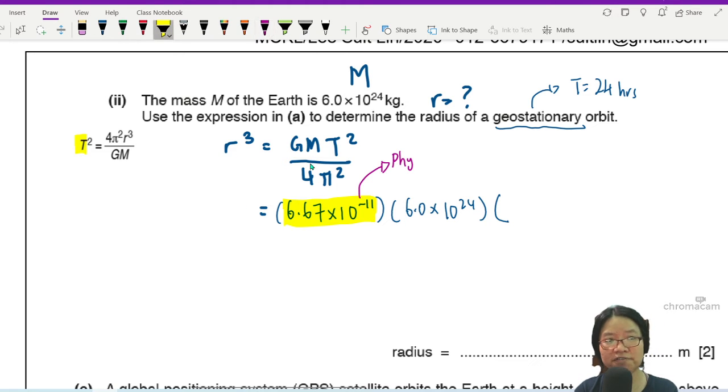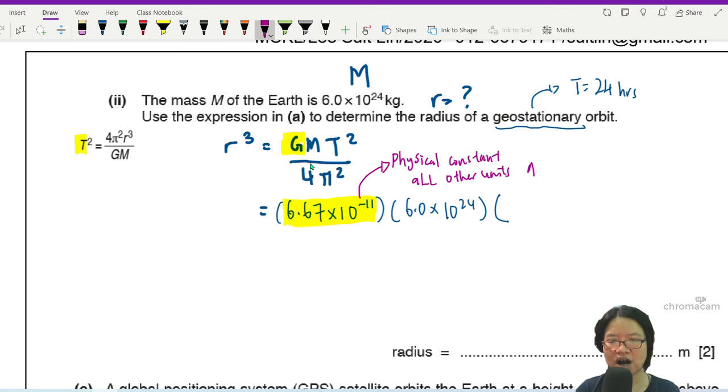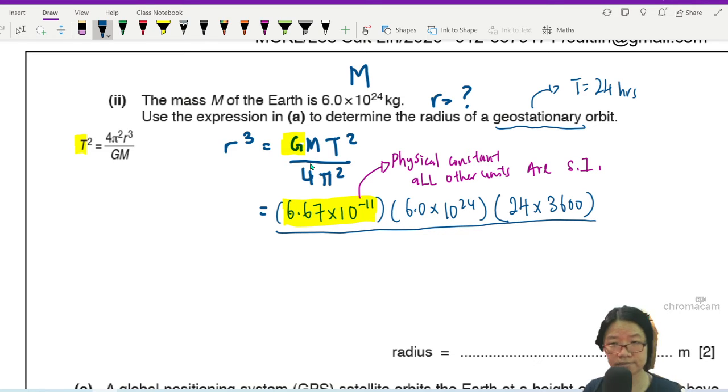So whenever you have a physical constant, I don't care whether it's the universal gas constant, gravitational constant, any kind of constant, you have to convert everybody else into SI, okay? So this is a physical constant. Okay, so all other units are SI. Unless you have a way to cancel off the non-SI unit. And in this case, that is not possible. All right, so that means this 24 hours has to convert to seconds, which is 3600. You need to times 60 two times to change from hours to seconds. Okay, so this part is for those who need it.